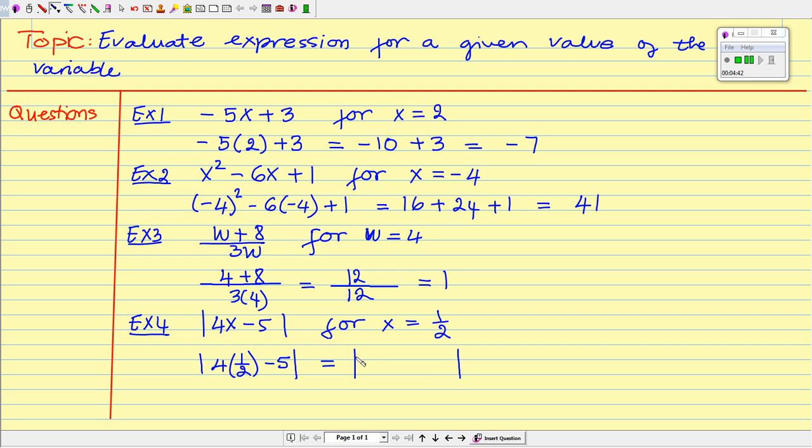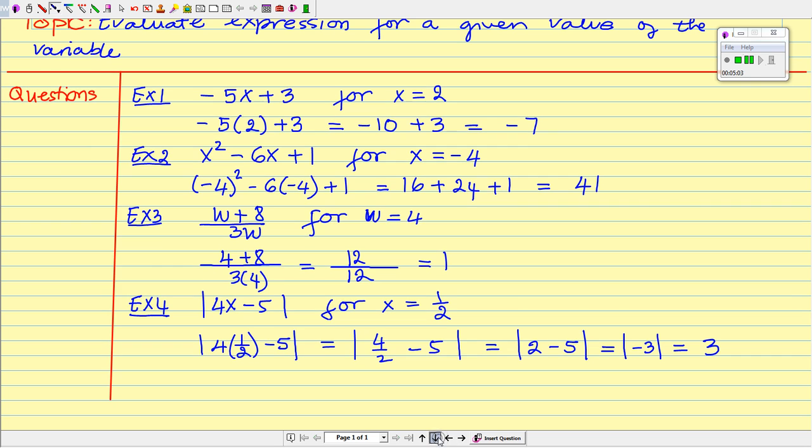Again, we will take care of the expression inside the absolute first. So 4 times 1/2 is 4 over 2, minus 5. Now simplify the fraction. So 4 divided by 2 is 2. So it's 2 minus 5. And again, the difference of 2 and negative 5 is negative 3, and the absolute of negative 3 is 3.